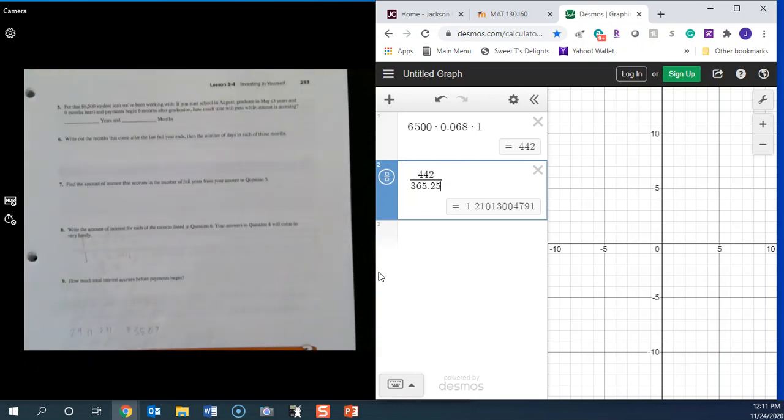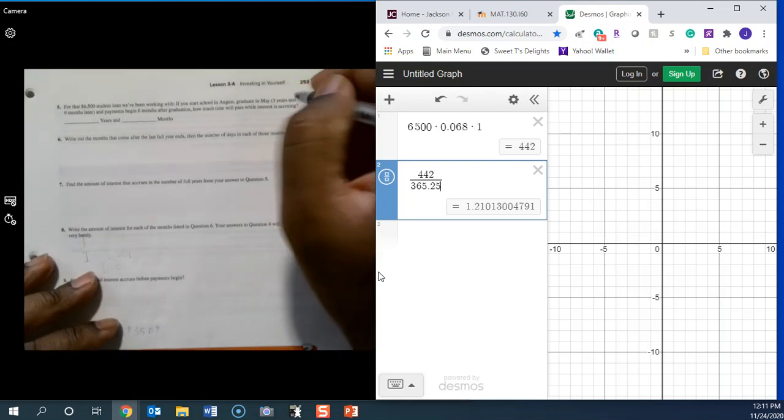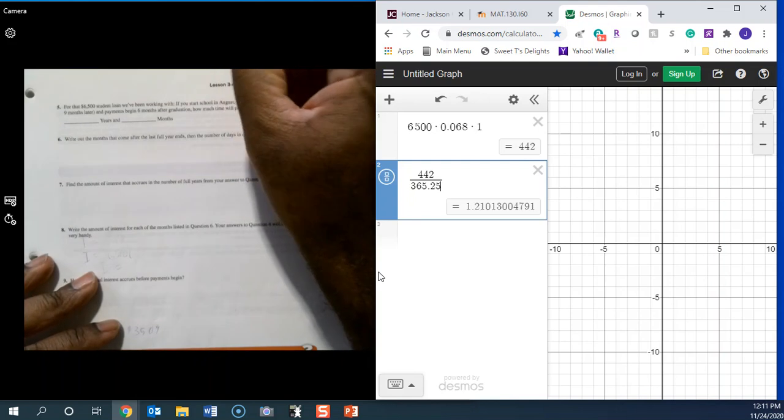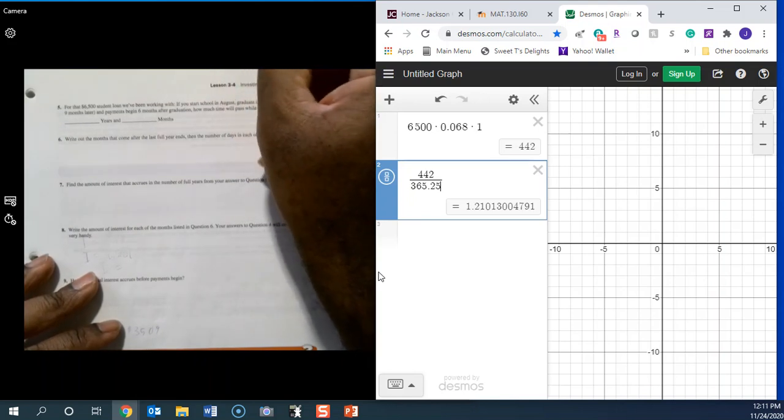We look here at problem number 5. It says, for that $6,500 student loan we've been working with, if you start school in August, graduate in May, 3 years and 9 months later, and payments begin 6 months after graduation, how much time will pass while interest is accruing? So let's take a look here. It tells you here that this was 3 years, 9 months.